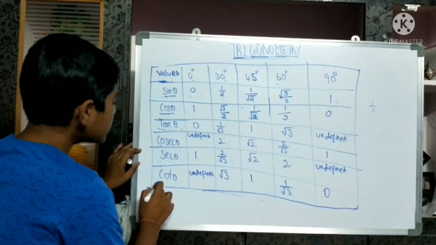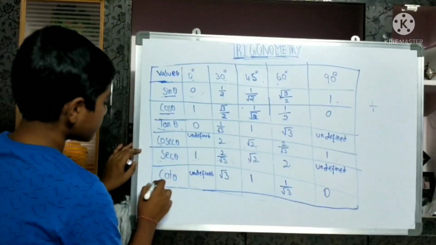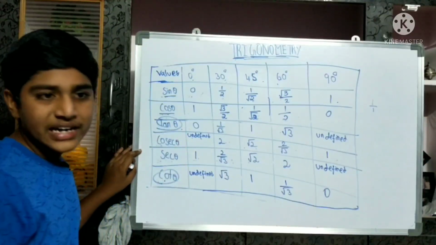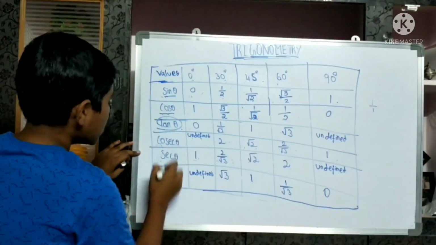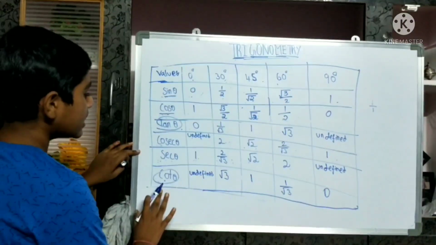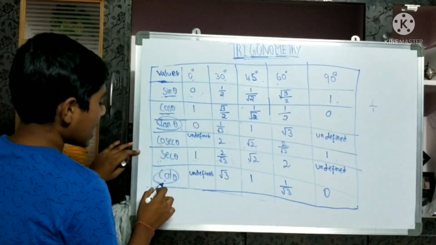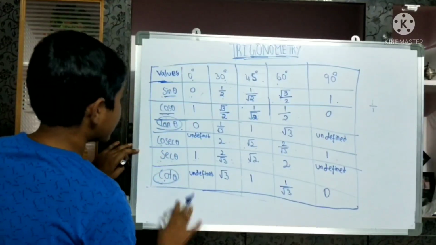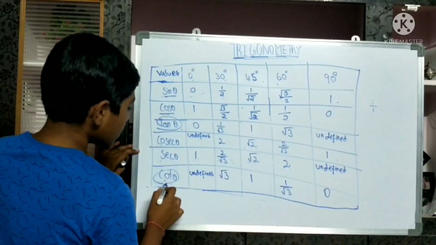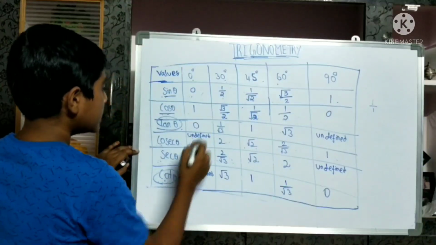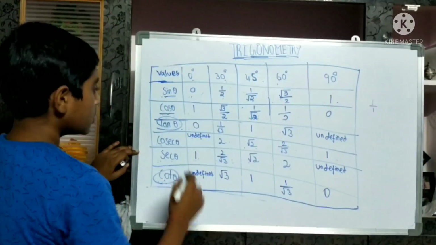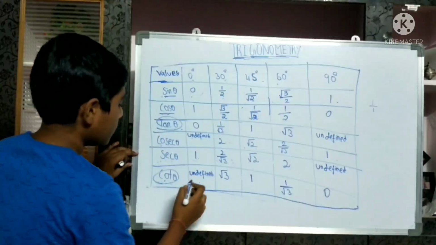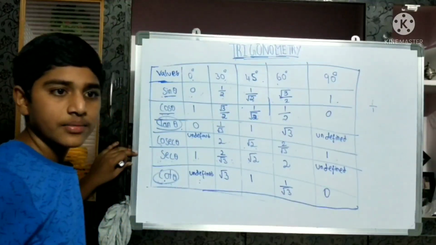And next, coming to cot theta. Here cot theta and tan theta are both co-ratios. So the cot theta value will be the reciprocal of tan theta. That means 1 by tan theta. So cot 0 degrees will be, not 0 by 1, it is the reciprocal, right? So it will be 1 by 0. So it is undefined. Okay.